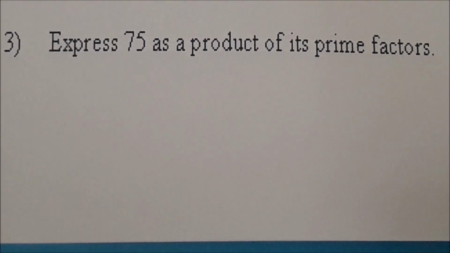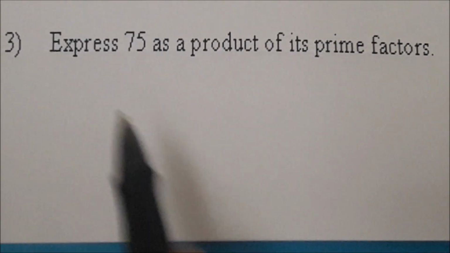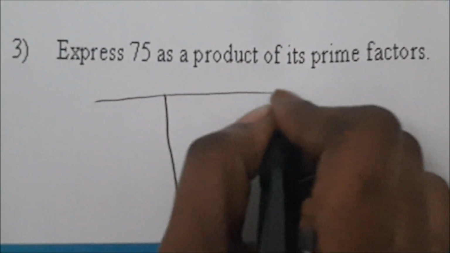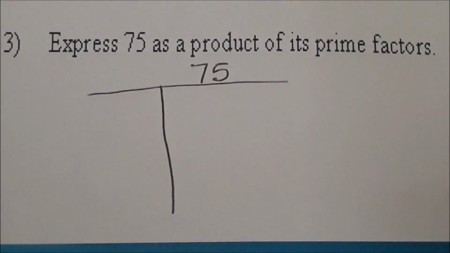Okay, number 3. Express 75 as a product of its prime factors. Okay, let's work it. Go ahead. To be able to express 75 as a product, we're going to create a table. I'm going to put the number 75 at this table, and I'm going to start with the lowest prime factor, which is 3 in this case.